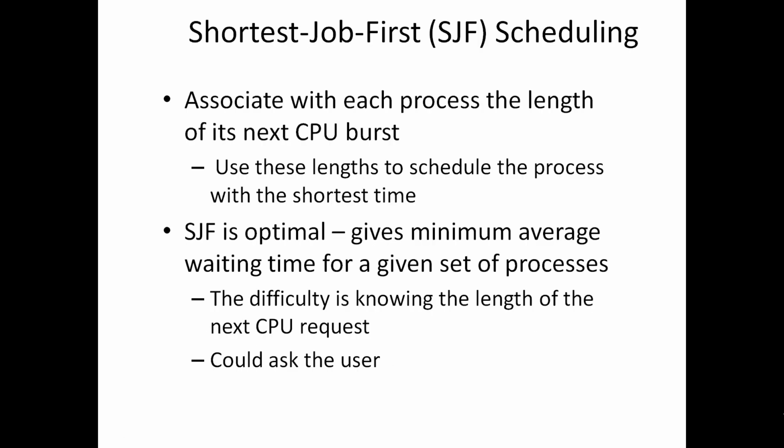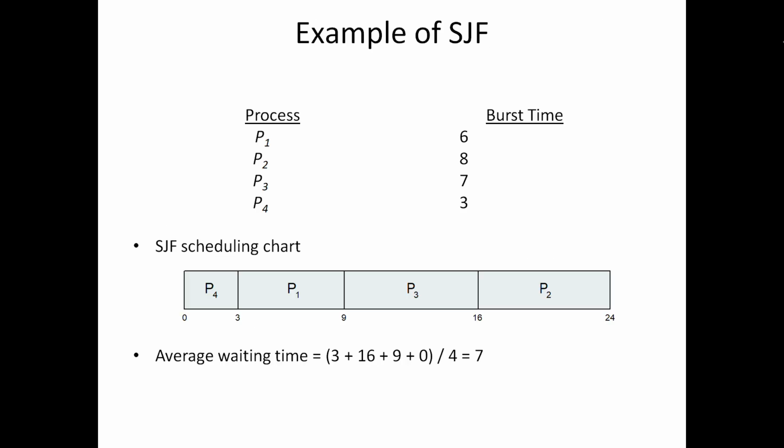So the next algorithm is shortest job first. So here the shortest job first is associated with each process the length of its next CPU burst. So whichever process is having the smallest burst time, that will be executing first. So this is about shortest job first scheduling algorithm.